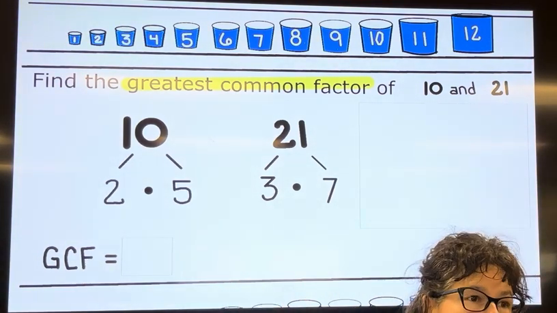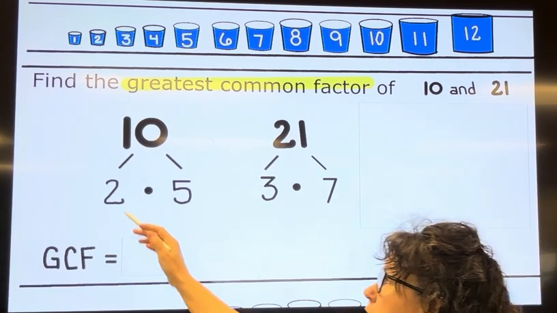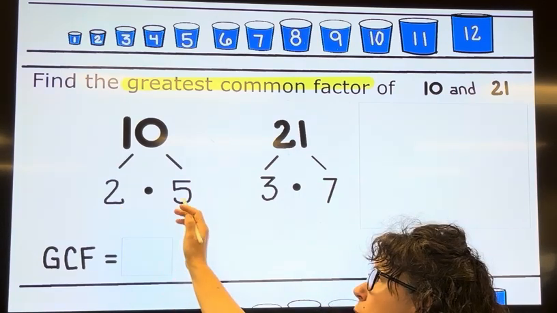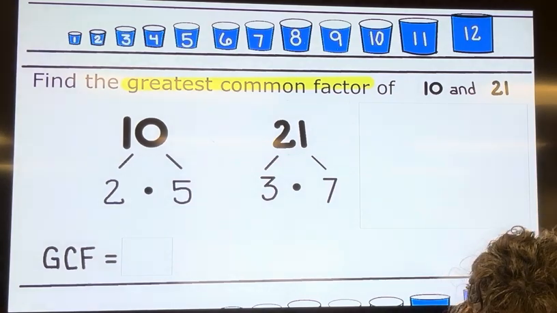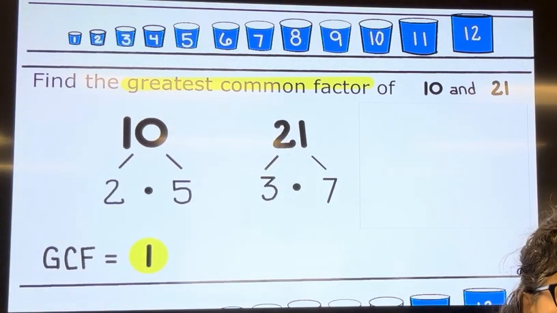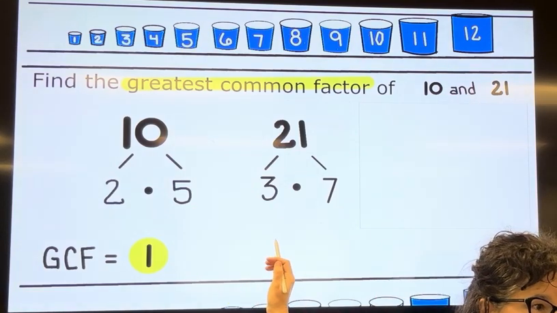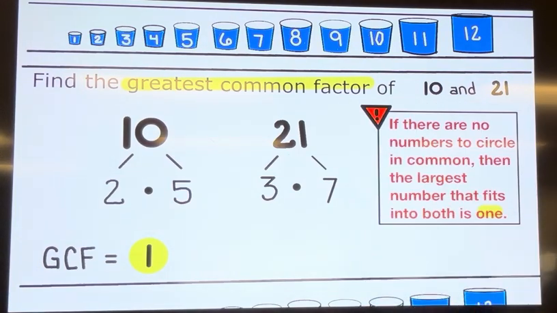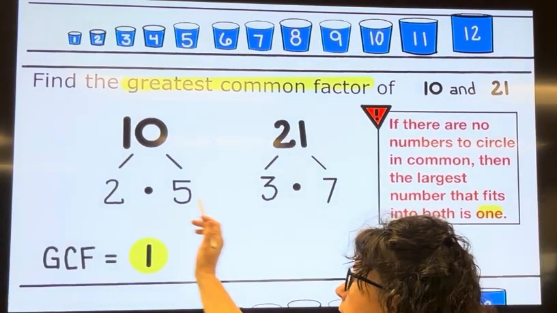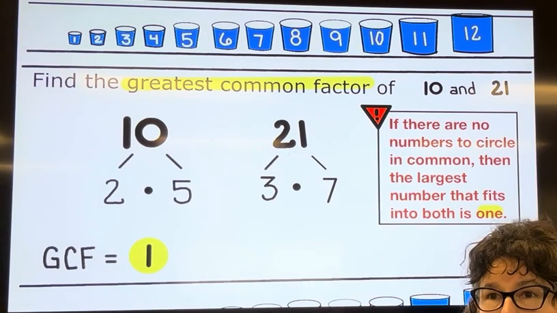But remember that when we're making a factor tree, we don't use the number 1, because I don't rewrite 2 as 1 times 2 or 5 as 1 times 5. The number that is the greatest common factor is 1, because there aren't any other numbers in common to write down here, and 1 fits into everything. So just a little warning: if you make your factor trees and you don't see anything in common to circle, then you know the greatest common factor is 1.